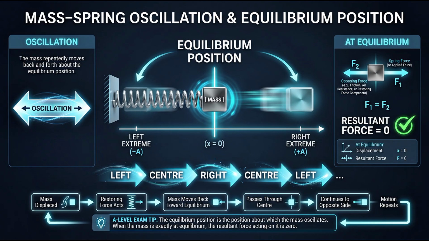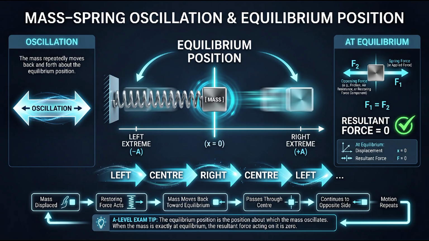After passing through the equilibrium position, the mass continues towards the left side. The spring is now deformed in the opposite direction, so the restoring force also changes direction. The restoring force now acts towards the right, again towards the equilibrium position. The mass therefore slows down as it moves towards the left extreme position. Eventually, at the left extreme position, the mass reaches its maximum negative displacement and momentarily stops before reversing direction.